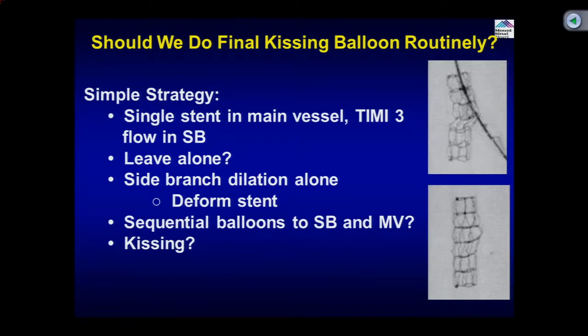Then the fourth question is, should we do final kissing balloon routinely? Clearly, if you put a stent across and there is TIMI 3 flow, leave it alone. You need not do anything, because no matter what you do, once you wire the main stent, you are going to deform it. Even if you then put a stent in the main vessel, you will always have deformity of the stent. And now a lot of data have come on whether you should do a kissing balloon inflation or a sequential balloon inflation of the side branch and the main vessel.